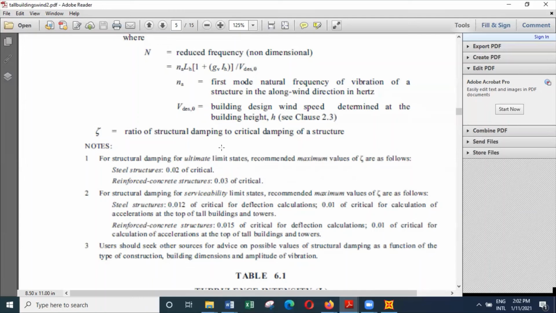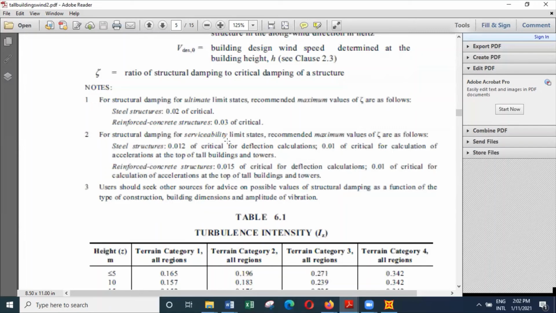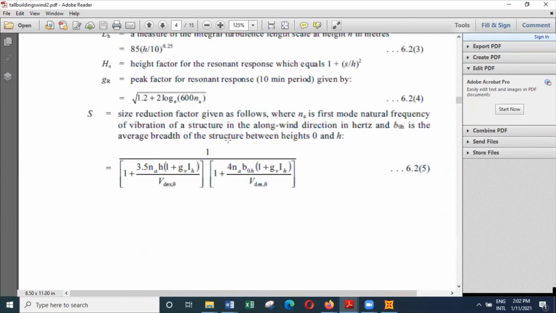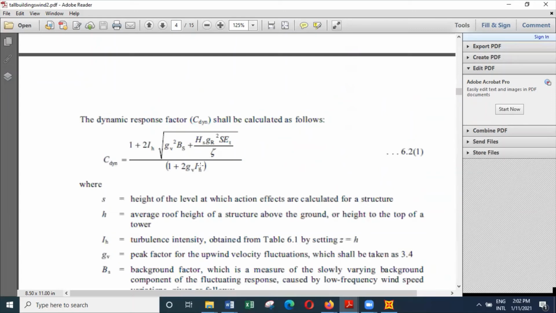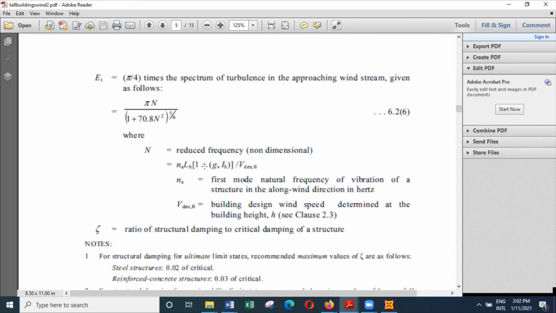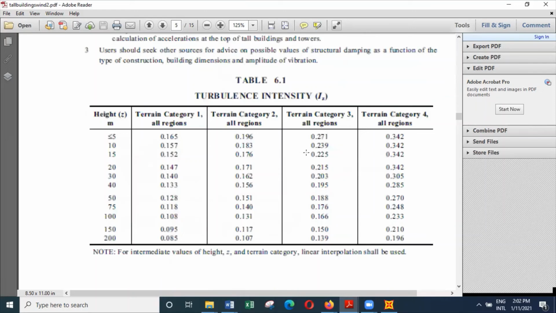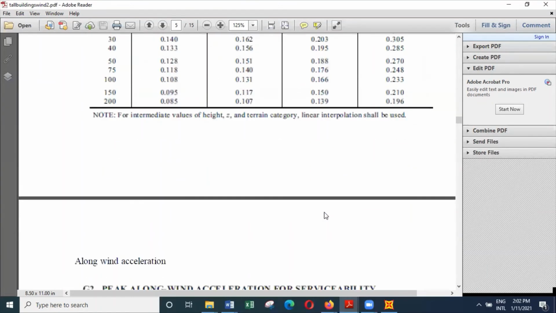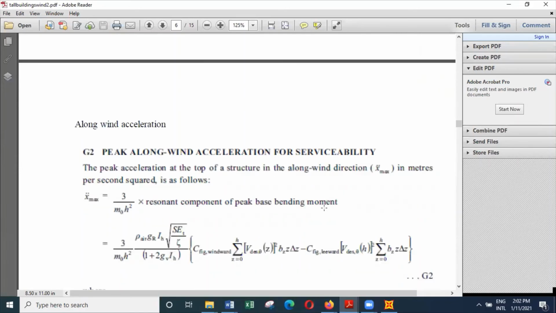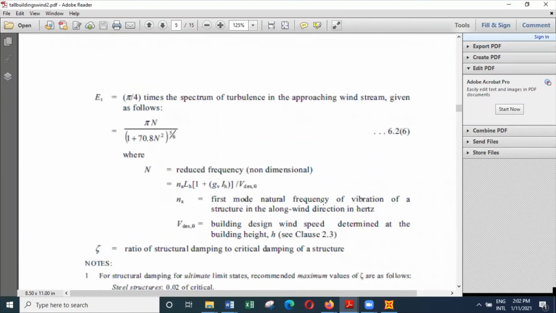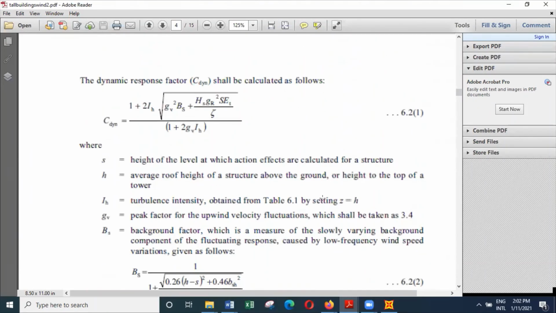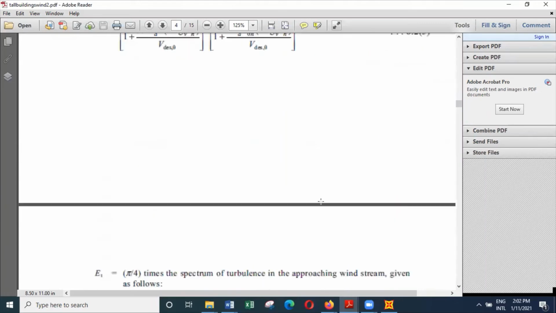I'll show you how to select the correct ones when you do the example. In these equations, you get this IH value, and to determine the IH value, which depends on the terrain category and also the height, a table is given. In addition to that, you get this C dynamic value.